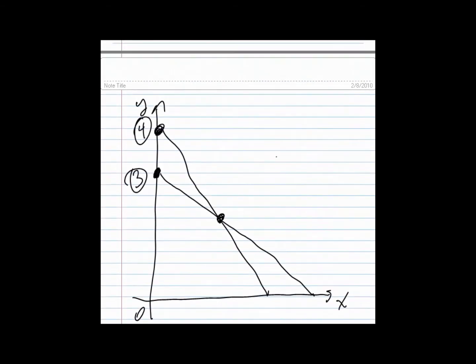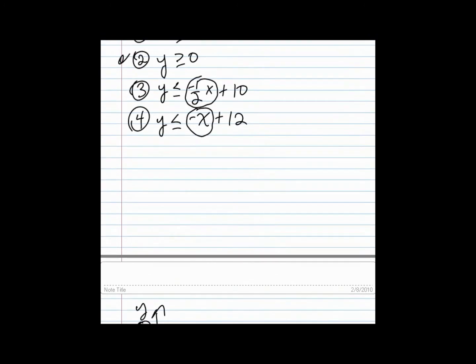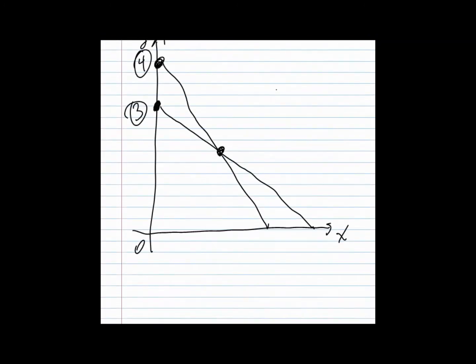And I always do my shading at the end. So we're less than or equal to both of these. That puts me on the bottom of both of these, and that's going to put their intersection point in this region here.